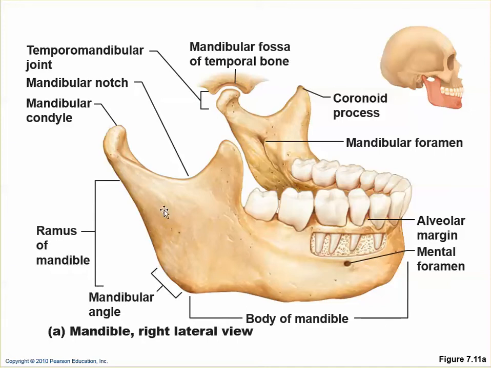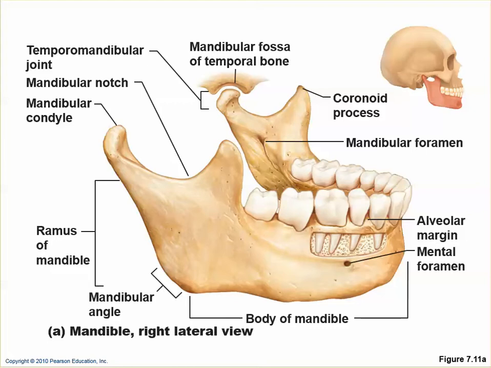The mandibular angle is here. The coronoid process is here, and the word is coronoid, as in horn-like. So it looks like a horn, is what it means. The mandibular condyle is part of the TMJ. The alveolar margin is the part that the roots of the teeth go into. The mental foramen is in the chin.